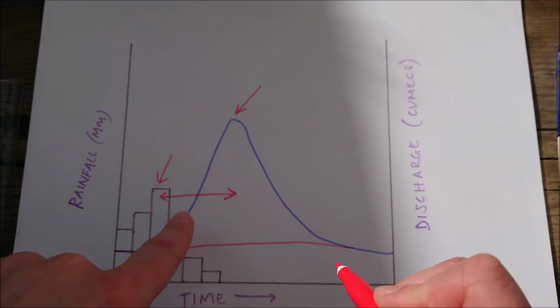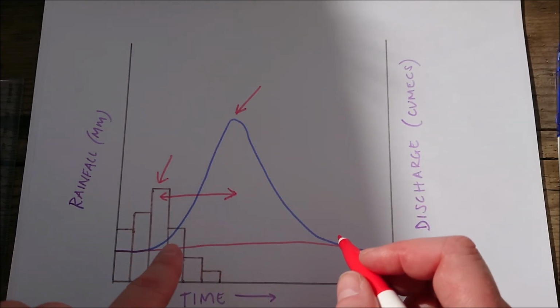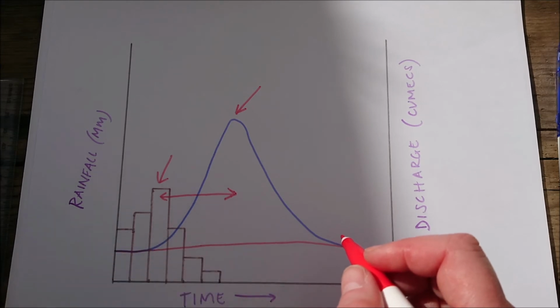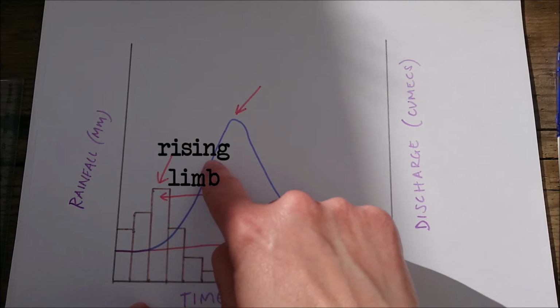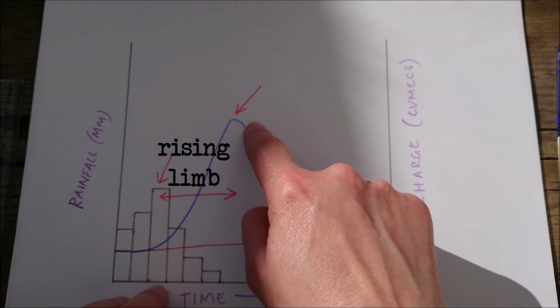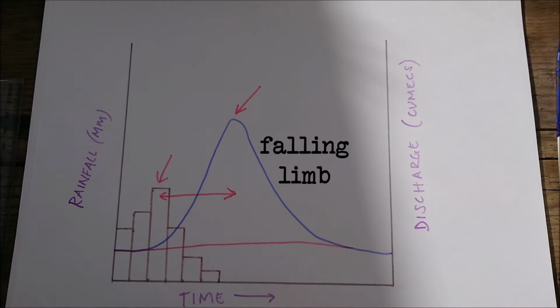Now, there's another video on lag times, so I don't want to talk too much about them, but lag times can vary quite considerably. And then the other things that you need to know about is that this bit here is called the rising limb, that's when the river rises, and this bit here is called the falling limb, and that's when the river falls.